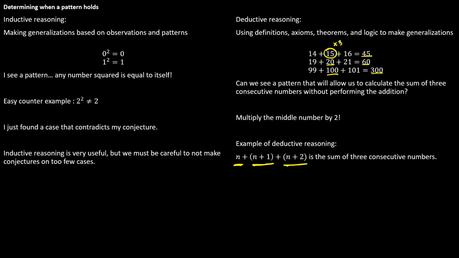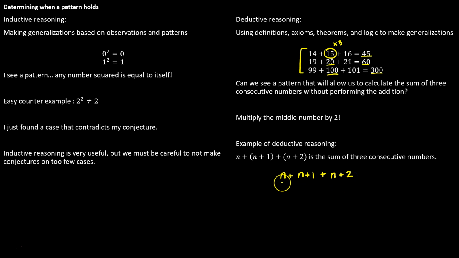So just to compare this to the examples at the top of the screen, if n was 14, 14 plus 1 would be our second term, and 14 plus 2 would be our third term. So 14, 15, 16. So this represents any 3 consecutive numbers. Now here's where the deductive reasoning comes in. I'm going to take that expression and simplify it using logic of mathematics.